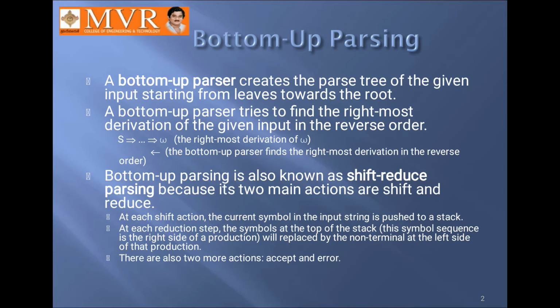In a bottom-up parser, we try to find the rightmost derivation of the given input in reverse order. At each shift action, the current symbol in the input string is pushed to a stack. At each reduction step, the symbols at the top of the stack will be replaced by the non-terminal at the left side of the production. There are also two more actions, accept and error.